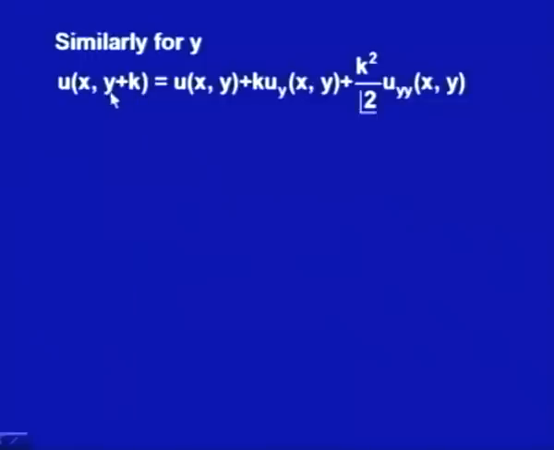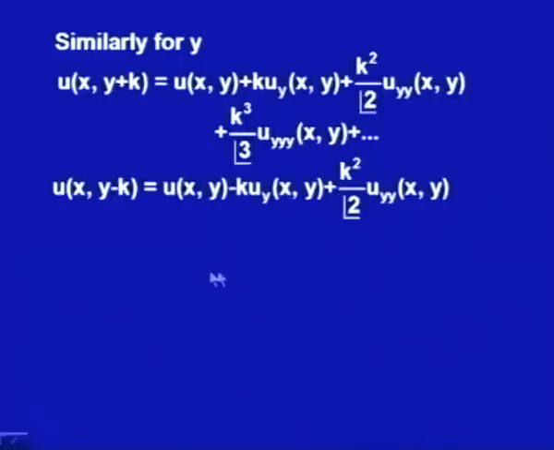Now, we would be writing the Taylor series with respect to y. So, the expansion of u(x, y+k) is u(x, y) plus k times u_y at (x, y), plus k square by factorial 2 times the second derivative with respect to y at (x, y), plus k cube by factorial 3 times the third partial derivative with respect to y at (x, y), and so on.